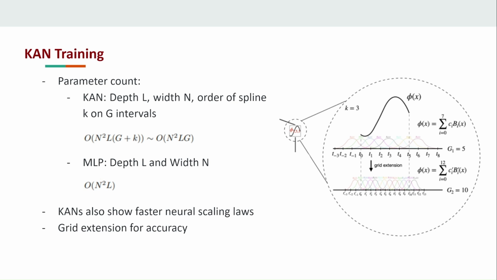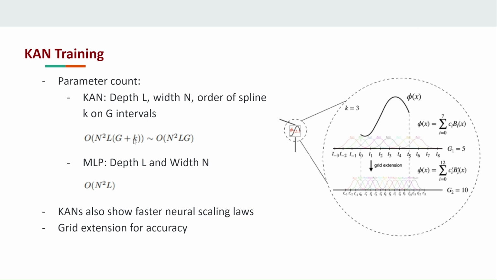All right, so looking at parameter count, assuming a network of depth L, layers of equal width n, with each spline of order k on g intervals. A grid with g intervals has g plus k b-spline basis functions. For this activation function, if it's a summation of all the basis functions, if g is equal to 5 and k is equal to 3, which is the order of the spline function, we have a summation over 8 b-spline basis functions to get the activation function.